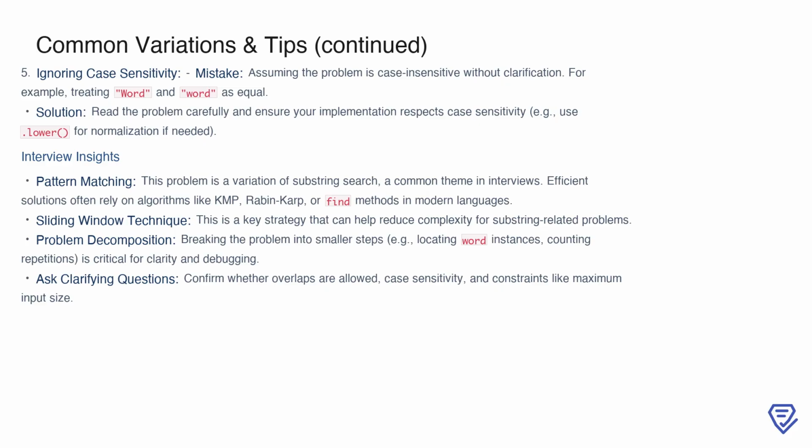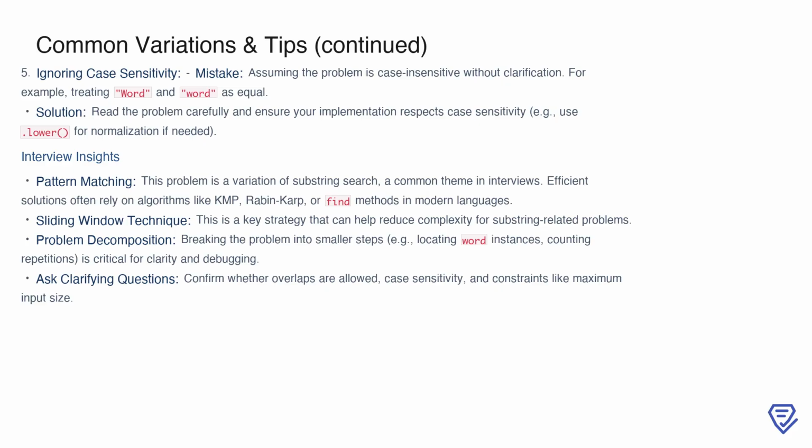Another mistake to watch for is ignoring case sensitivity. Some may assume the problem is case insensitive without explicit clarification, treating Word and word as equal. Always read the problem description carefully and ensure your code respects case sensitivity. If normalization is required, methods like .lower can help.